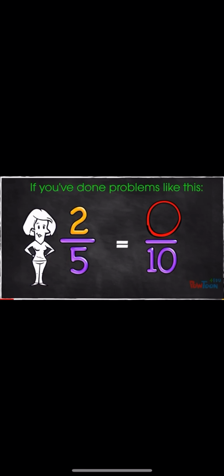If you have done problems like this, 2 out of 5 equals what out of 10? Related to our lesson before, you already know how to do this exercise. You will look at the denominator, because the missing number is in the numerator. So the completed part here is in the denominator. As you see, we have numbers in the denominator on both sides, but the missing one is in the numerator. So I will work with the denominator only here.